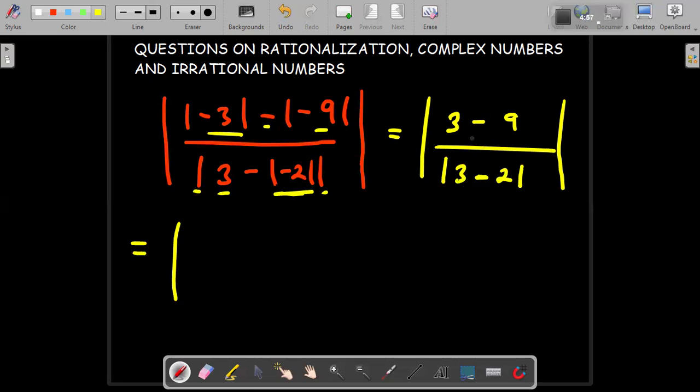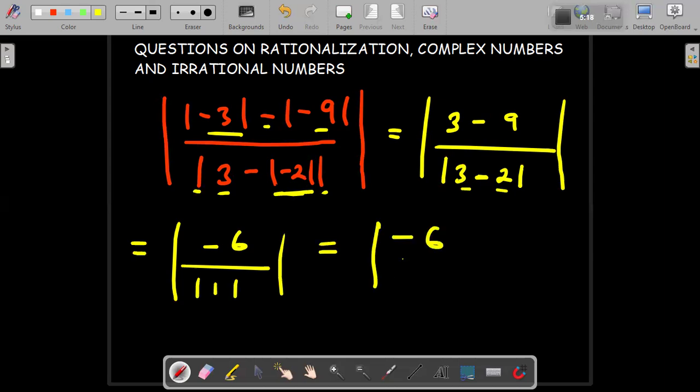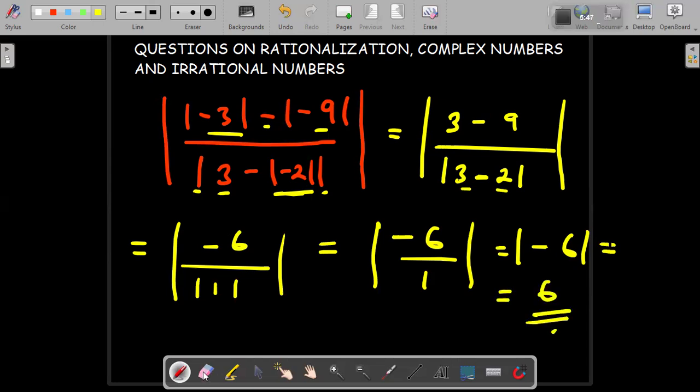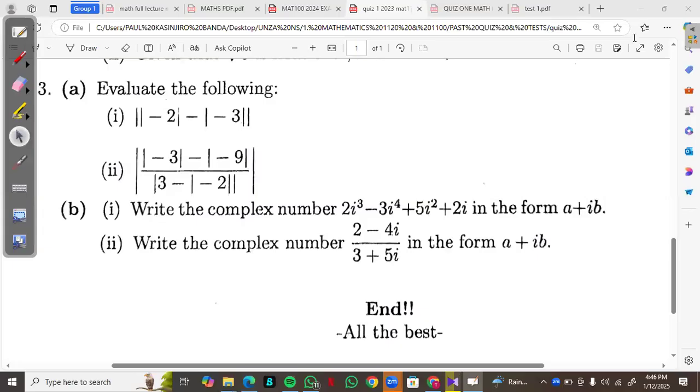Then I have here -6. Over here, 3 minus 2, I get 1. Then -6, so 1 divided into -6, I get -6 there. Then I have modulus of -6, which will be equal to +6. So that is how I evaluate that question. Let's go on and look at the next question.